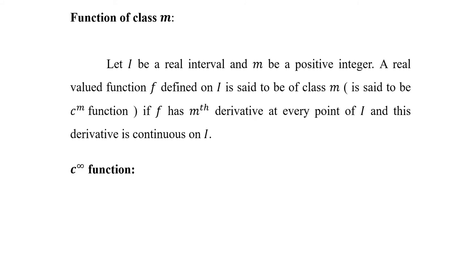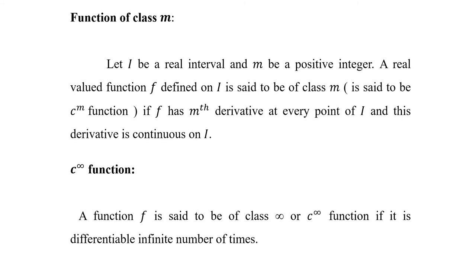Next definition, C to the power infinity or class infinity function. So functions of class m means the mth derivative exists at every point of I. Infinity means an infinite number of derivatives exist. That is the meaning. So a function f is said to be of class infinity, or a C infinity function, if it is differentiable infinite number of times.